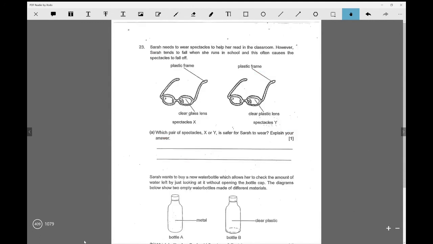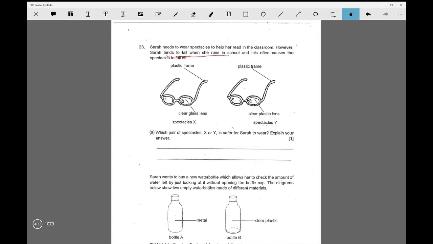Let's look at question 23. Sarah needed to wear spectacles to help her read in a room. However, she tends to fall when she runs. Okay, she always falls when she runs. Okay, so the material must be strong. It cannot break easily. So they ask you which material is better.